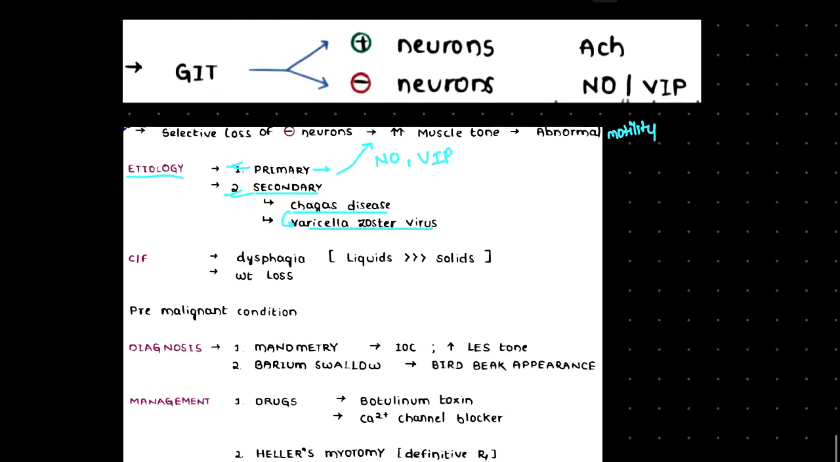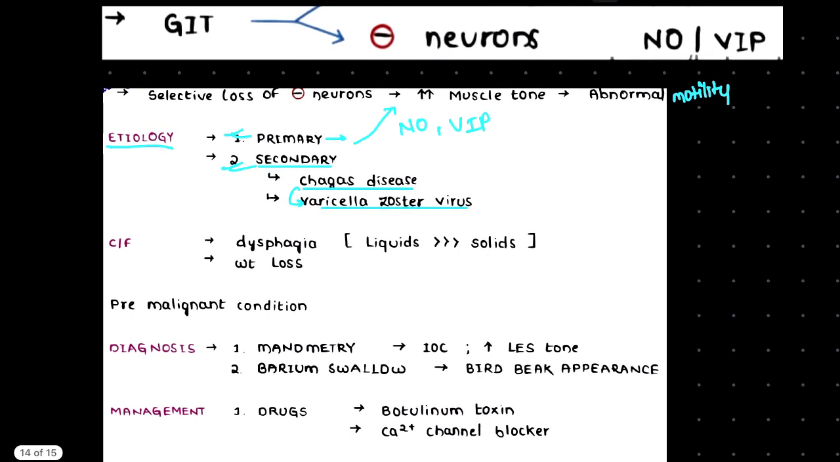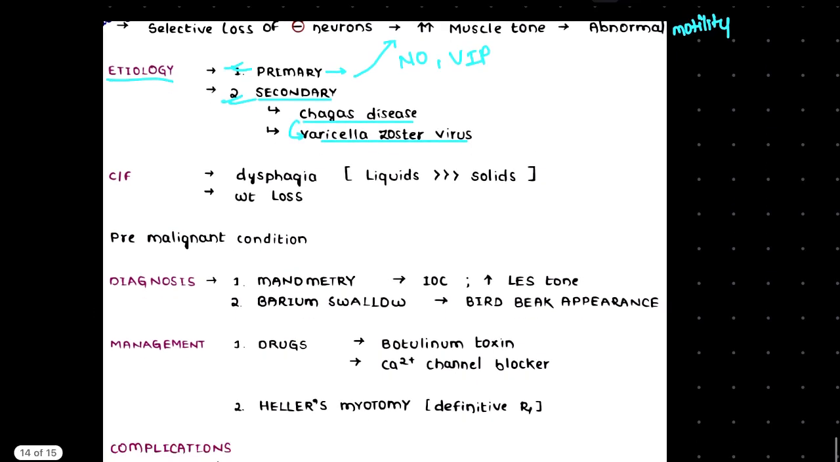Okay, now we talked about clinical features. Now moving forward, it may also give rise to a malignant condition, so it is a pre-malignant condition. Now talking about diagnosis, how are we going to diagnose this condition? Simply we are going to measure the pressure, and that technique is called manometry, right? We are going to measure the pressure in the region of the lower esophageal sphincter.